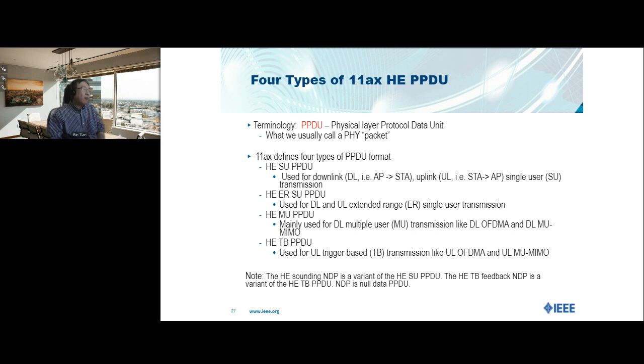These are the 4 main types of PPDU. There are some variants of this PPDU. For example, there is something called HE sounding NDP. NDP here means no data PPDU. Essentially it only has the LTF for channel measurement. We'll talk about it in the future. This is only for sounding purposes, okay? This is just a simplification of SU PPDU.